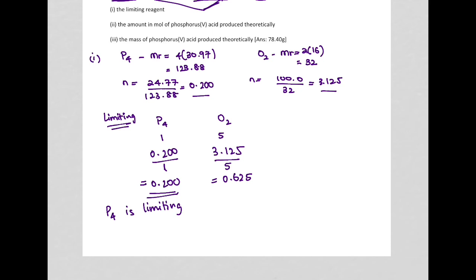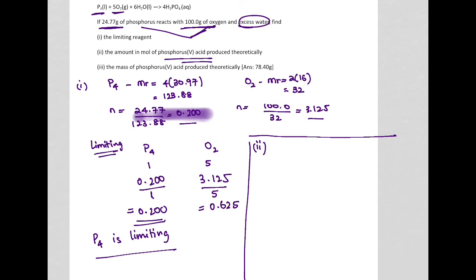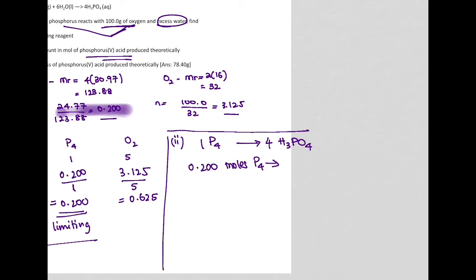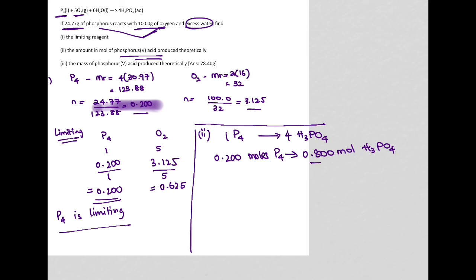Which means that for any further calculations, we're going to be using the number of moles of phosphorus, which is here. Now, to find the amount of phosphoric acid produced, we're going to be looking at the chemical equation. So phosphorus is to phosphoric acid: 1 mole of phosphorus gives 4 moles of phosphoric acid. Therefore, 0.2 moles of phosphorus is going to give me 4 times that number of moles of phosphoric acid. So this is, in theory, how much phosphoric acid you're supposed to get.